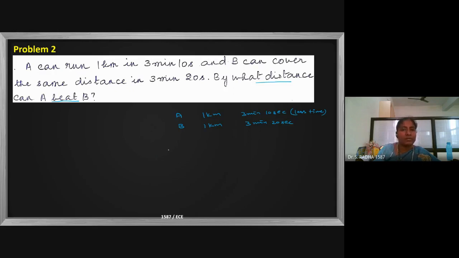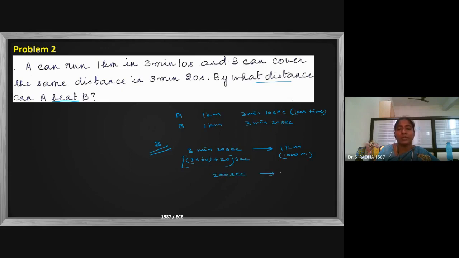Now, what we can do here, we will go with case of B. He is taking 3 minutes 20 seconds for covering 1 kilometer. 1 kilometer means 1000 meters. Convert everything to seconds. 1 minute equals 60 seconds, so 3 into 60 is 180, plus 20 is 200 seconds.